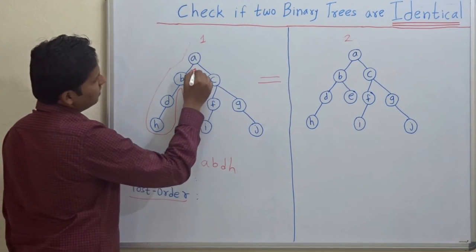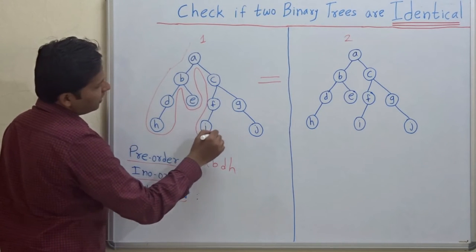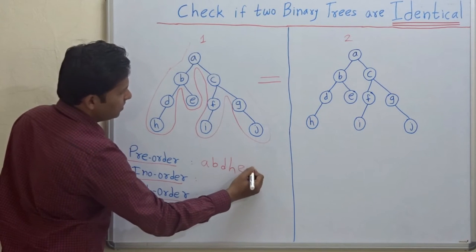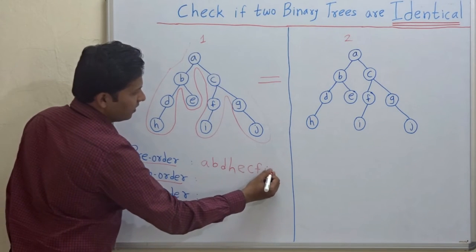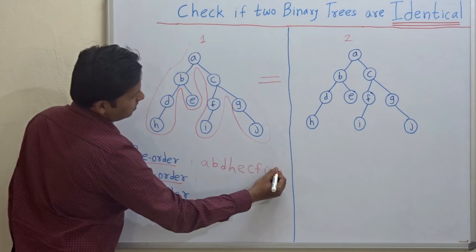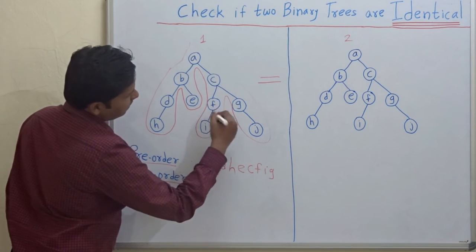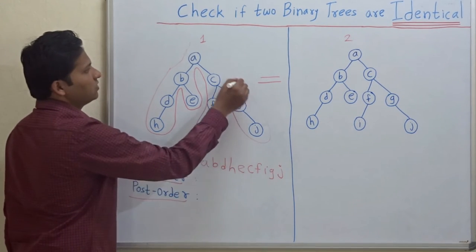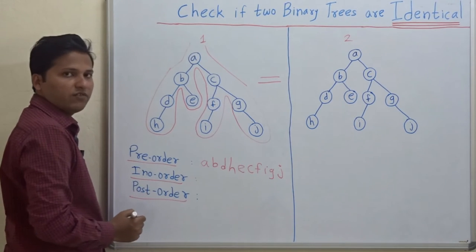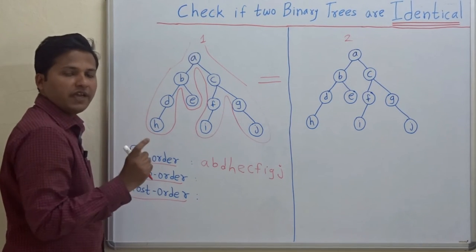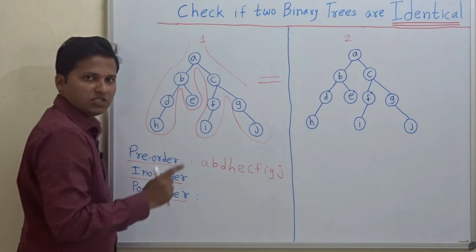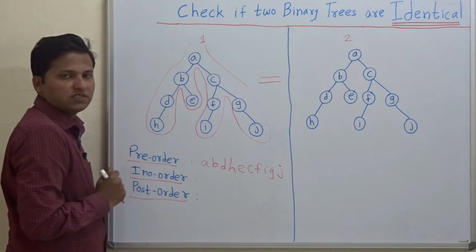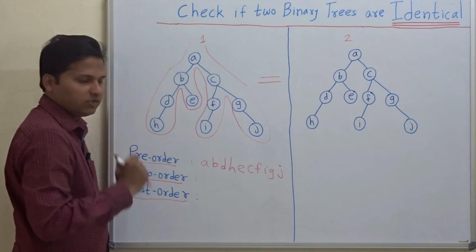Then E, C, F, I, G, J. Yes, so this is the preorder traversal of this tree. For more clarity, please watch my video on my channel to know how to write preorder traversal.